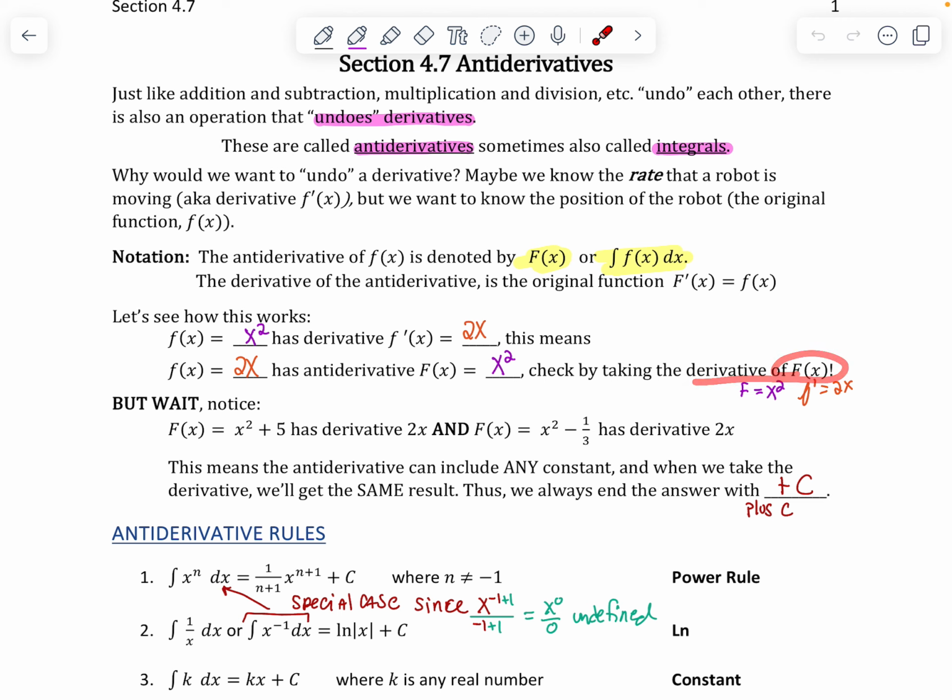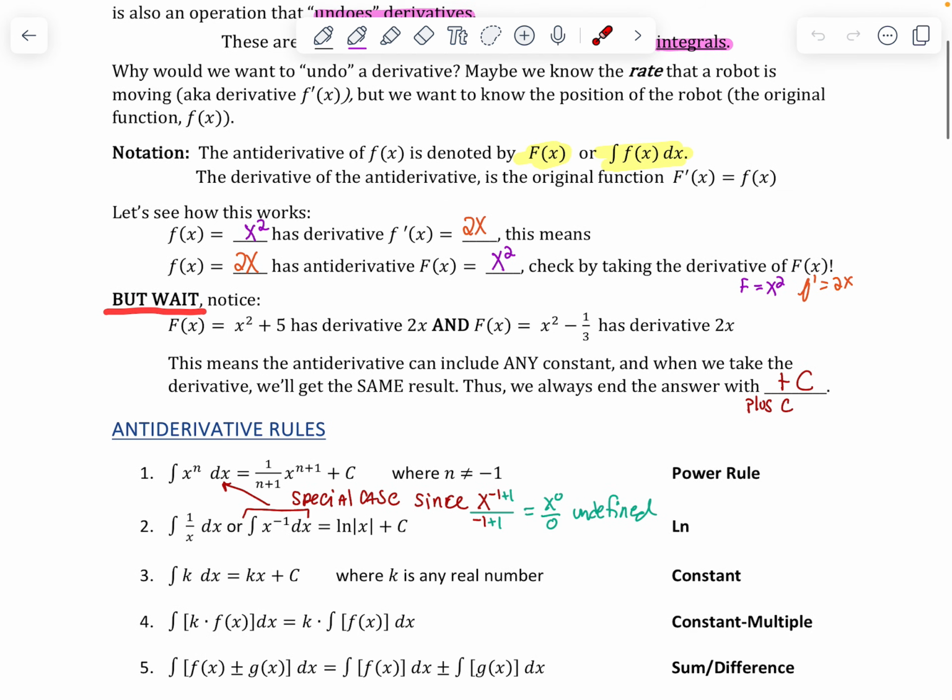But I can confirm this by taking the derivative of this answer. If I take f of x, which is x squared, and take the derivative, I get 2x. That is where I started. 2x has an antiderivative of x squared, whose derivative is 2x, where we started. But here's something super important. Wouldn't you agree that x squared plus 5 has a derivative of 2x because the plus 5 becomes plus 0 and goes away? X squared minus a third has a derivative of 2x because the minus 1/3 becomes plus 0 when we take the derivative and it goes away.